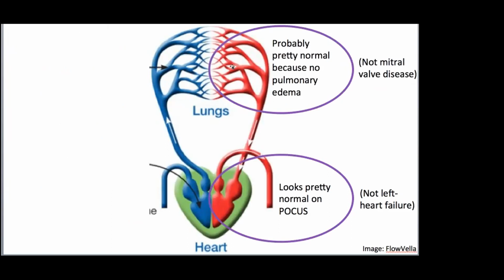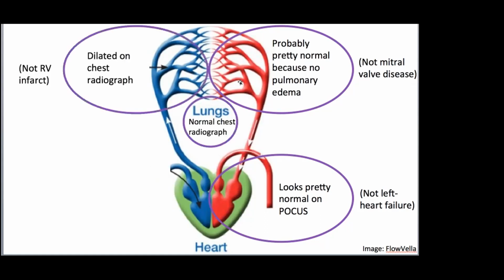if the problem were closer to the pulmonary veins, then we would probably see more in the lungs than we saw in the lung fields on her chest radiograph. The lungs are pretty normal, although we don't have a CT. We didn't see anything in the parenchyma.